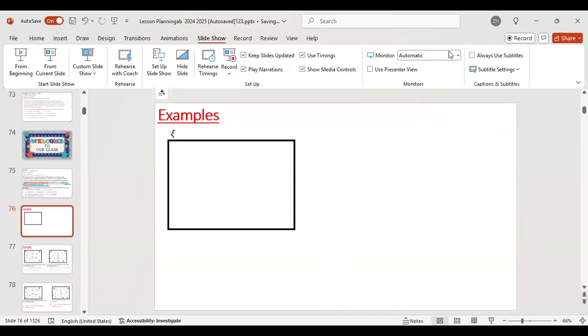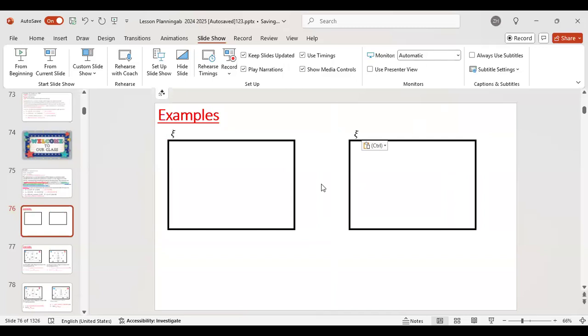Excuse me. Go ahead. I can't see anything on your screen. It just froze. You can't see anything? You can see it now? Yes, sir. Okay, good.